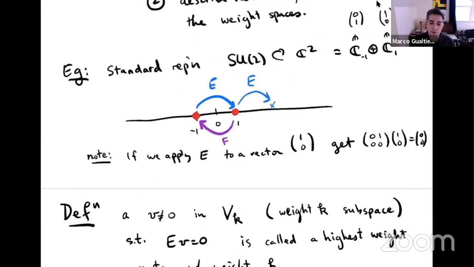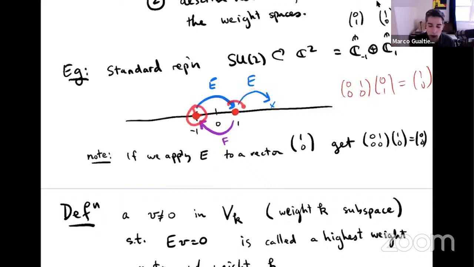Now let's do that for the standard representation. The standard representation of SU2 on C2 has two weight spaces of weights 1 and -1. If I apply the raising operator, it will literally take this basis element to this basis element, because the matrix 0, 1, 0, 0 applied to 0, 1 is 1, 0. So this basis element is sent to this one. And if we apply E again, we'll get 0. Of course, what else could it be?